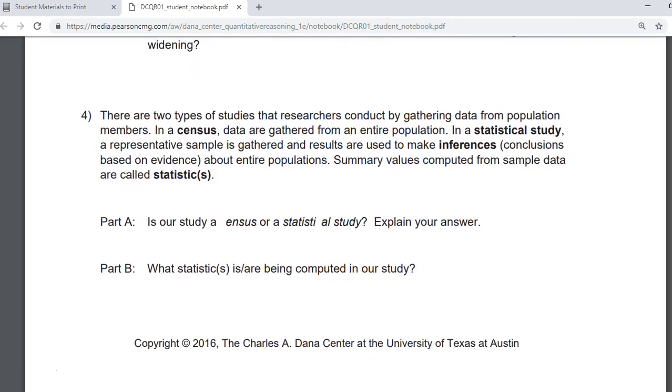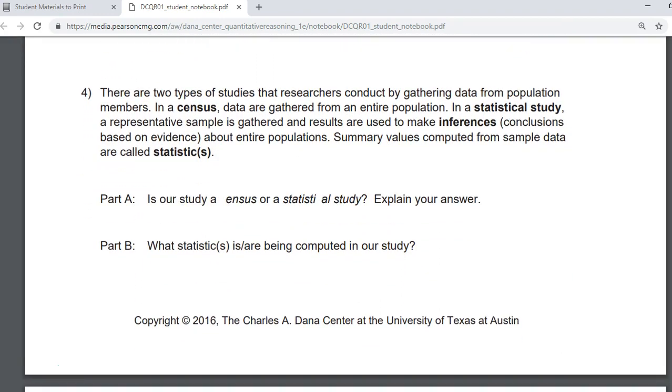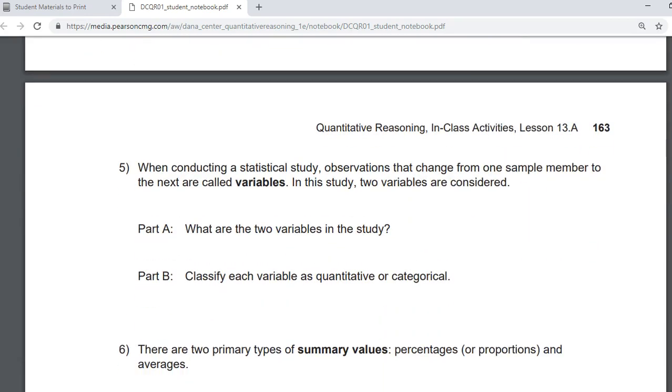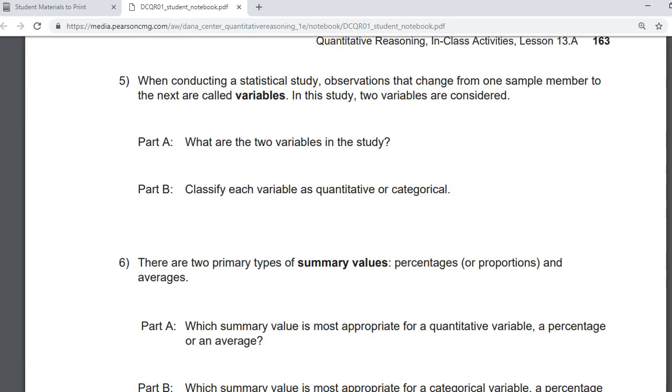And for the most part, we're asked to read through a paragraph and then start picking out parts like, is this a census or a statistical study? And then what kind of statistics were we studying? And what are the variables? And then classify the variables. Would you call them quantitative or categorical?